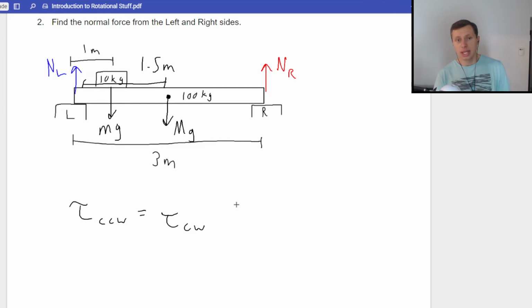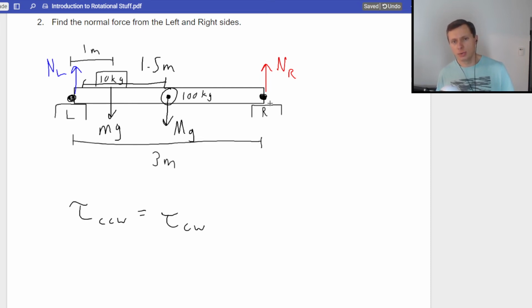Not a problem. It just means that we have the creative liberty of getting to choose the pivot point. So you can pick the pivot point on the left side. You can even choose the pivot point to be in the center right here. You can choose it to be on the right side. It doesn't matter. Now here's my advice to you.